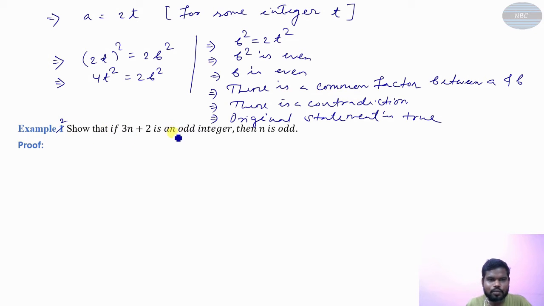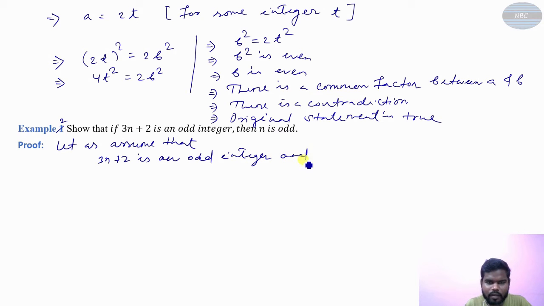If 3n plus 2 is an odd integer, then n is odd. Let us assume that this statement is false. So let's assume that 3n plus 2 is an odd integer and n is an even integer. So this is our assumption.